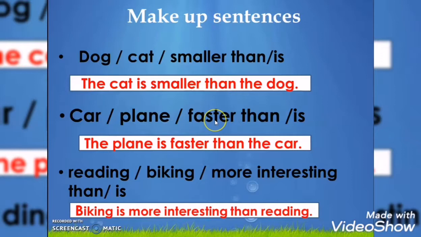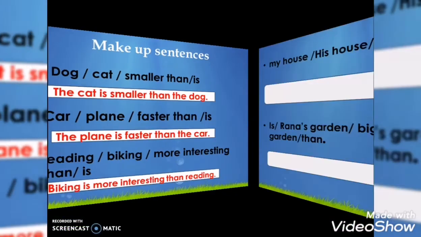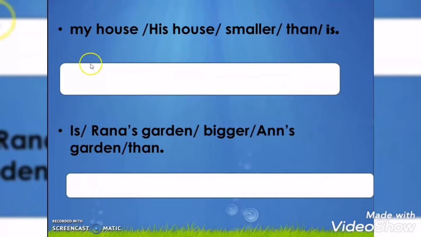For some adjective words, what did I add? I add er and then. While because interesting is a big word, which is more than one syllable, I didn't add er to interesting. What did I add instead of er? Instead of writing er, I added the word more. So I say more interesting than reading, than biking.